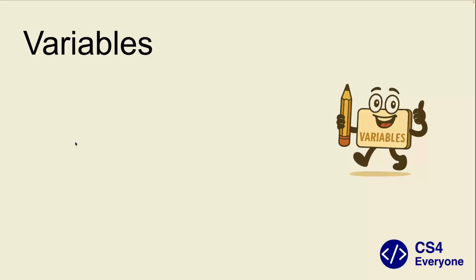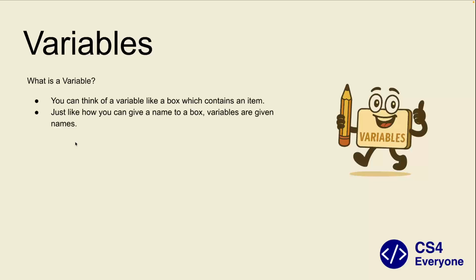Today, we will talk about something every program needs, a way to remember things. And in Python, we do that by using something called variables. What is a variable? You can think of a variable like a box which contains an item. Just like how you can give a name to a box, variables are given names. Variables help computer programs remember information.